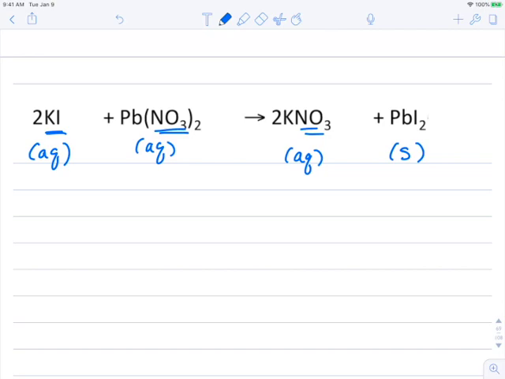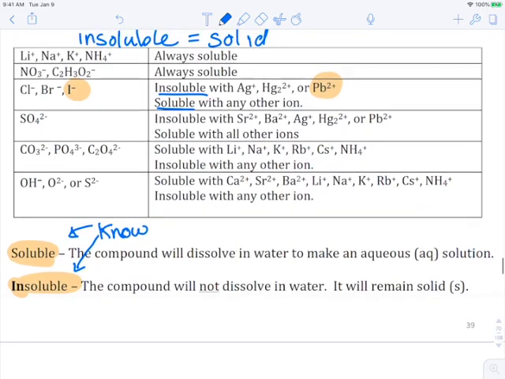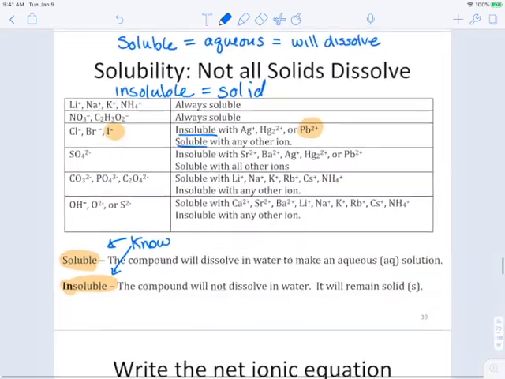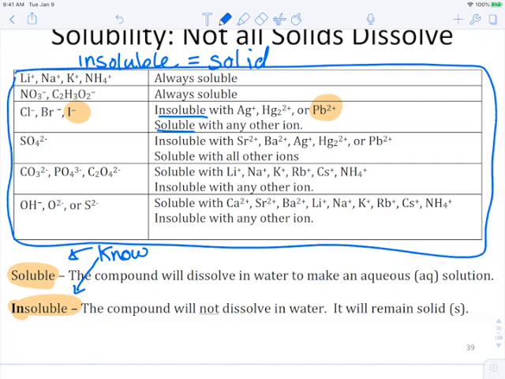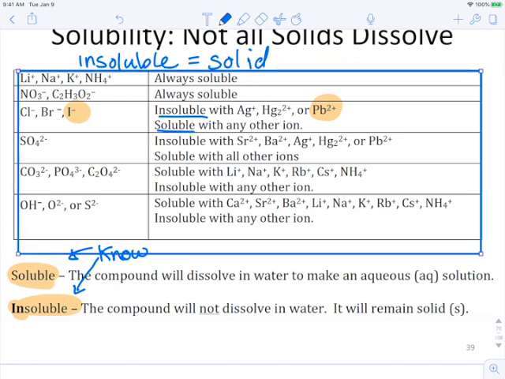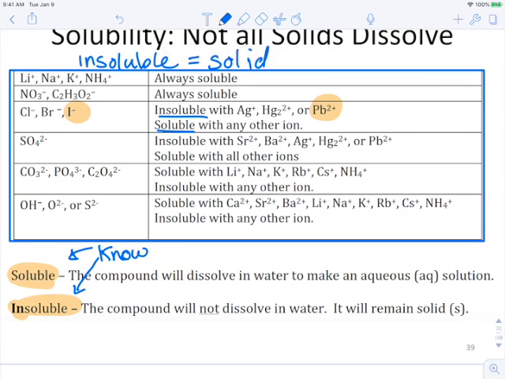Excellent. All right, so again, on a test or quiz, you're going to get the table. And by the table, I just mean the table itself. Let me go ahead and draw an outline here. This part right here. You need to know the meaning of soluble and insoluble, but you're going to get that table. But I do need you to know how to use it, just like we did just a moment ago. All right. Questions on anything that we did labeling our states?